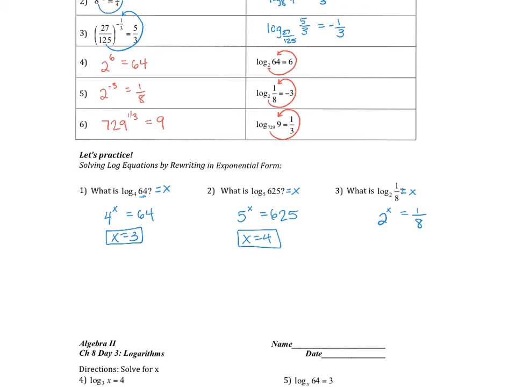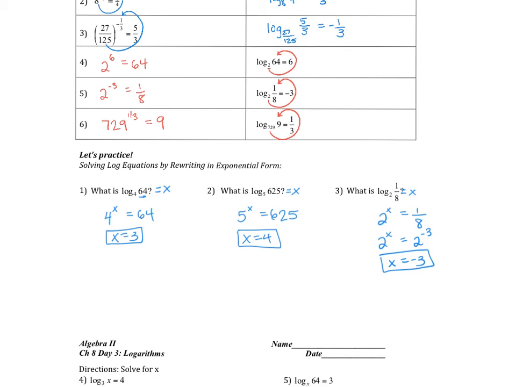And what we're going to do is try to rewrite this so that both sides of the equation have the same base. So we have a base of 2. So I want to think about how to rewrite 1/8 with a base of 2. 1/8 is the same as 2 to the negative 3rd power. Now that the bases are the same, I can set the exponents equal, and we get x equals negative 3.